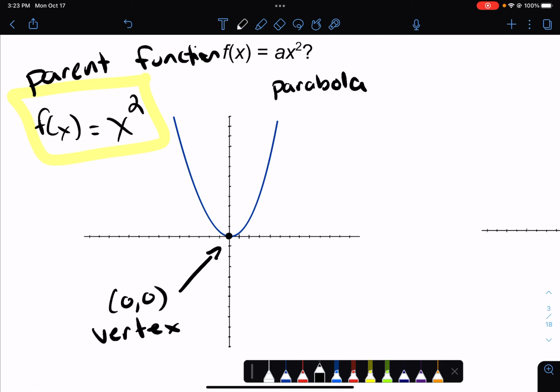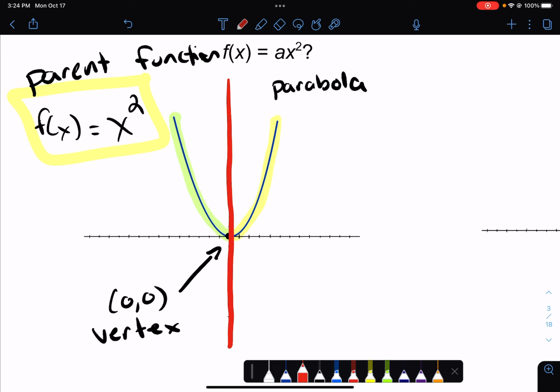Another important thing to notice is all of these parabolas have something in common. If I were to draw a line straight up and down right through the vertex, you'll notice the left side of this graph, this side over here, is a mirror image of this side over here. So the left and right sides match each other. It's a mirror image.